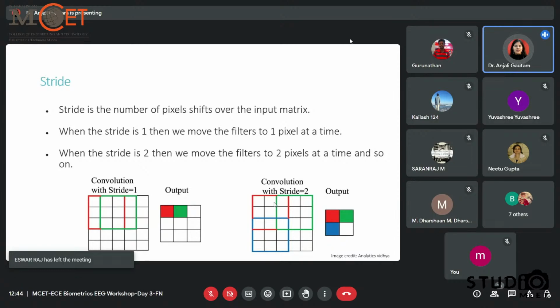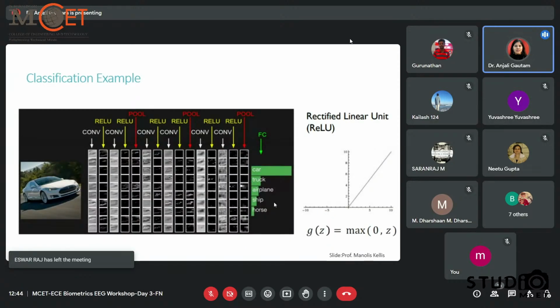Now, this is just the final example. Let's say an input image is given to you. We need to identify which category it belongs to, like car, truck, airplane, ship, or horse. So we know that in CNN, convolution and then pooling operations are used.